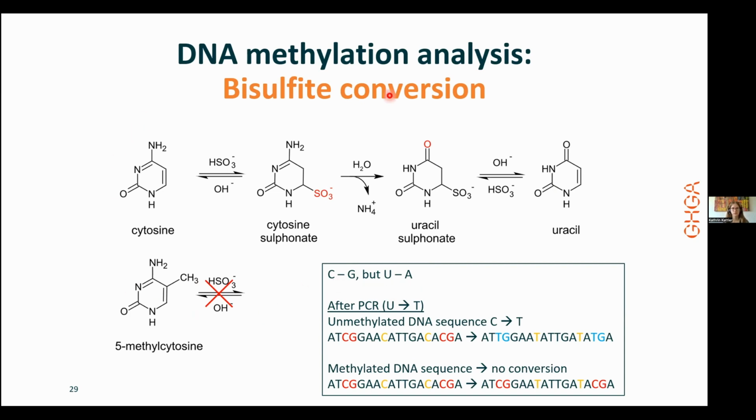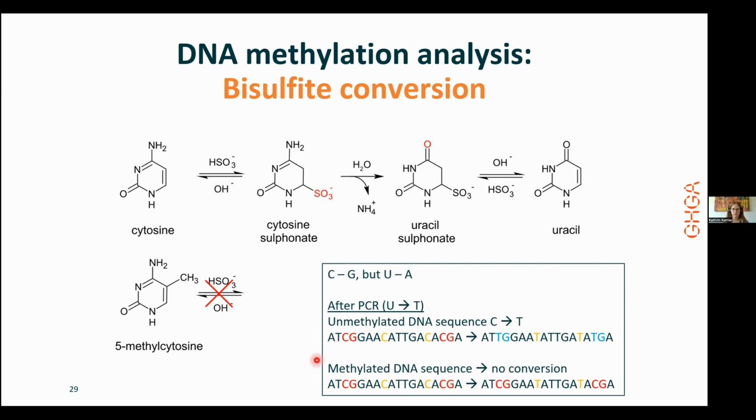So if we use our DNA in a bisulfite conversion and then perform a PCR on that, uracil will then again be a thymine, because after PCR we have double-stranded DNA. And we can make use of that because in the unmethylated DNA sequence, the cytosines are converted to thymines, while in the methylated DNA sequence, we have no conversion.